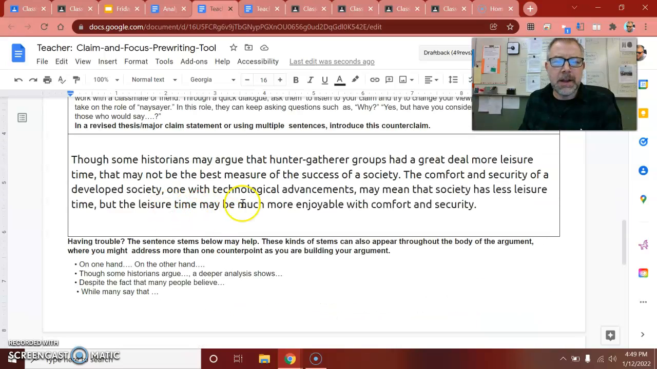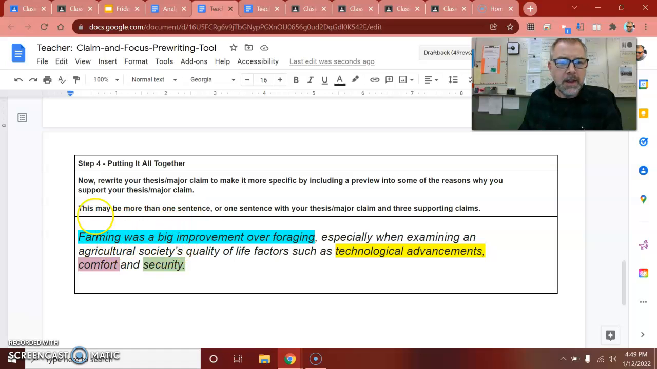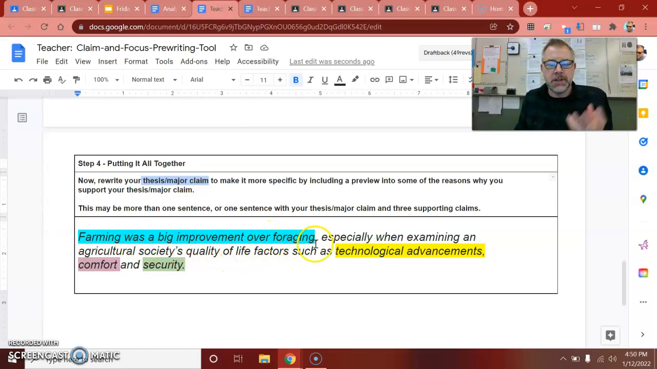And then I'm going to jump down here. I had a counterclaim that I worked out yesterday, but today I'm going to use this major claim or thesis that I wrote as my final major claim or thesis. And when I did this, I included elements of my supporting claim. So I said farming was a big improvement over foraging. That's essentially what we're proving. And then especially when examining an agricultural society's quality of life factors such as technological advancements.